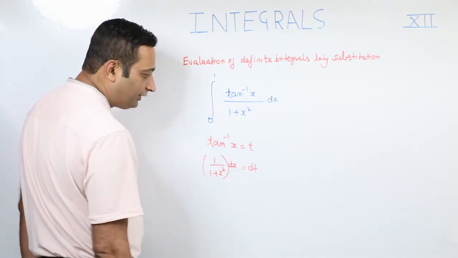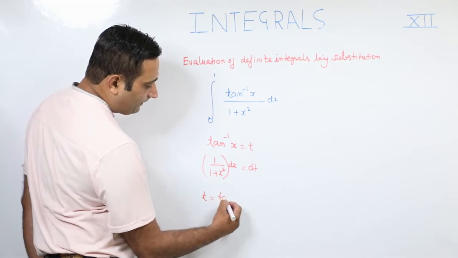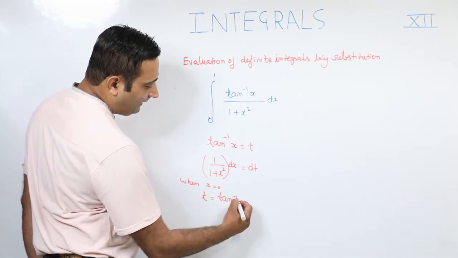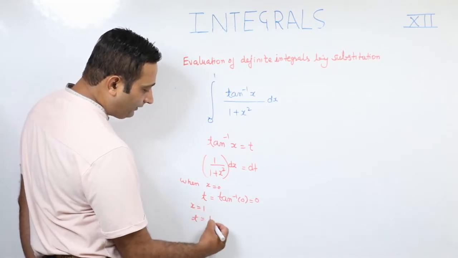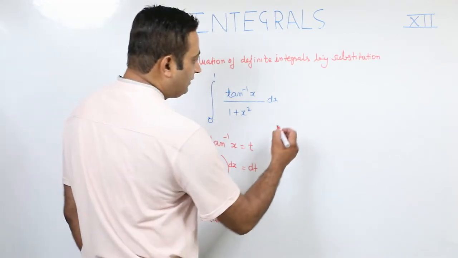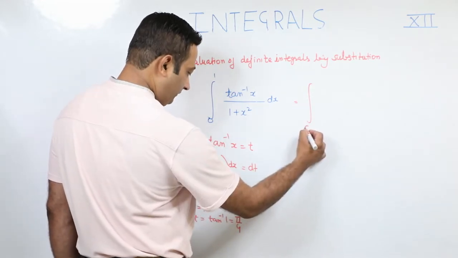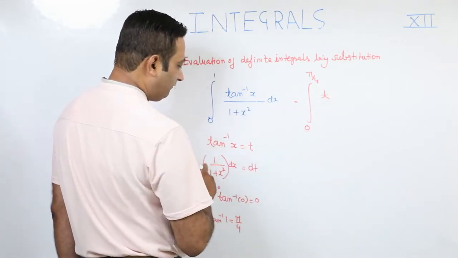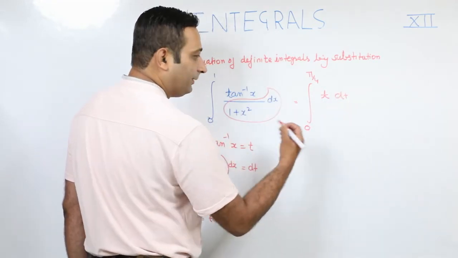Now the limits will also change. We have the lower limit as 0, so for x equal to 0, t will be tan inverse 0, that is also 0, and when x is equal to 1, we have t equal to tan inverse 1, that will be equal to pi by 4. So we'll change the question to the new variable, the limits will be from 0 to pi by 4, and tan inverse x is equal to t, and 1 upon 1 plus x square dx, this whole part will be dt. So now it will be very simple to solve.